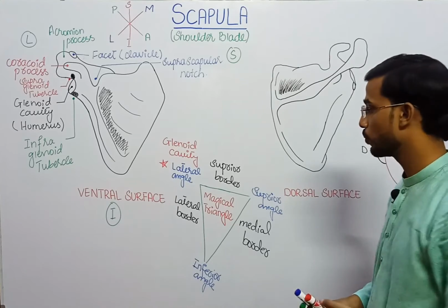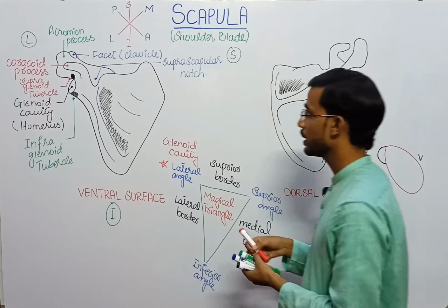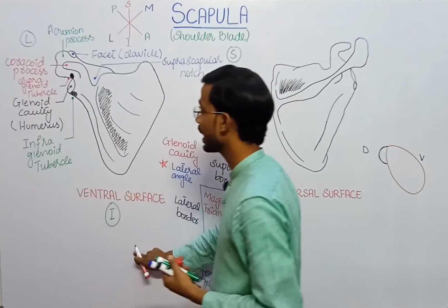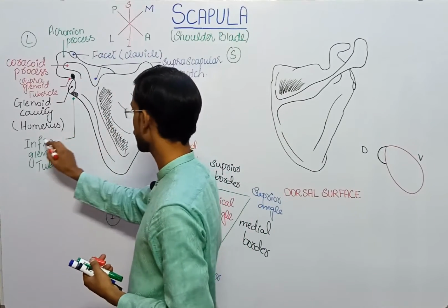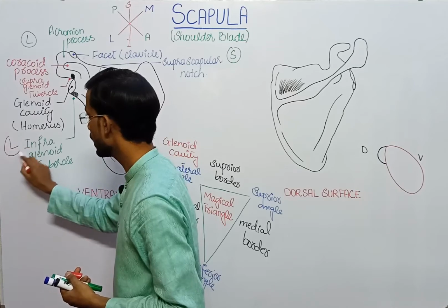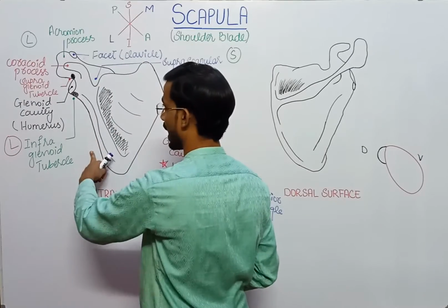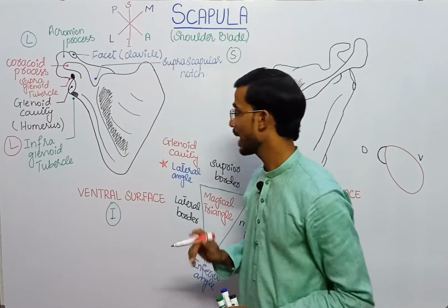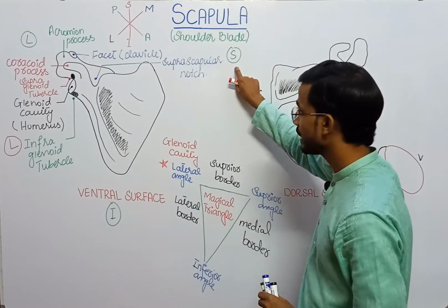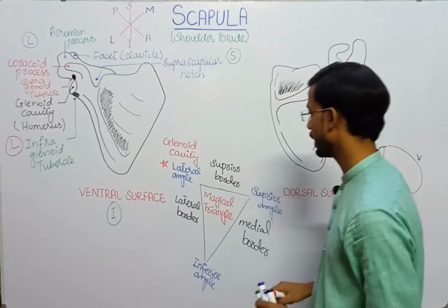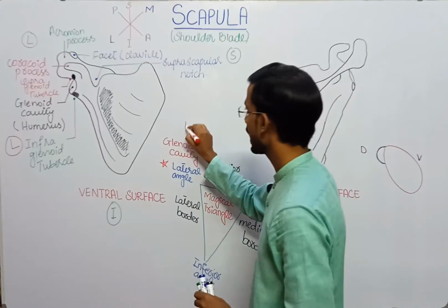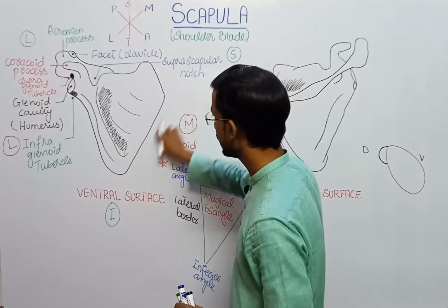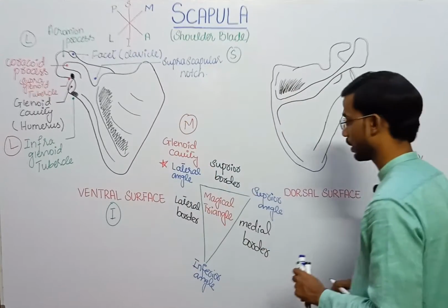And the borders will be like this. The border between the lateral and the inferior angle is called the lateral border, and this border is a thick one. And the border between the superior and the inferior angle is the medial border. And this portion is the medial portion.